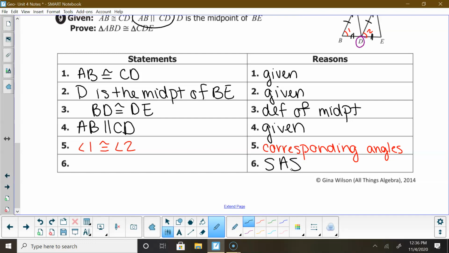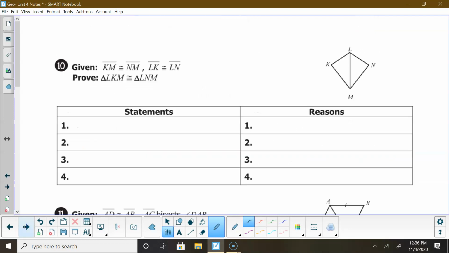Now remember, the last line, they give it to you. So all you have to do is copy this down. Triangle ABD is congruent to triangle... Not as terrible. Try number 10 real quick, without me.